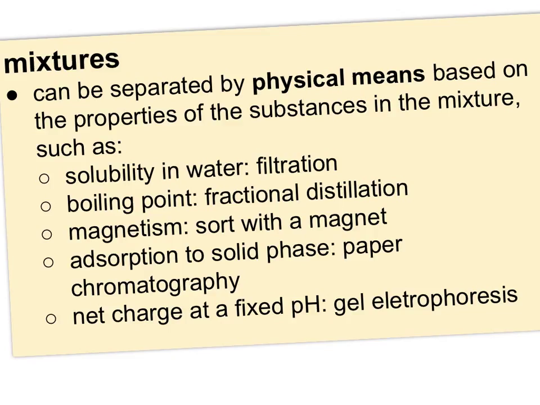Or you can use something called gel electrophoresis, which uses the net charge that's on an ionic compound at a certain pH, or at a fixed pH. And that summarizes the first part of section 1.1.